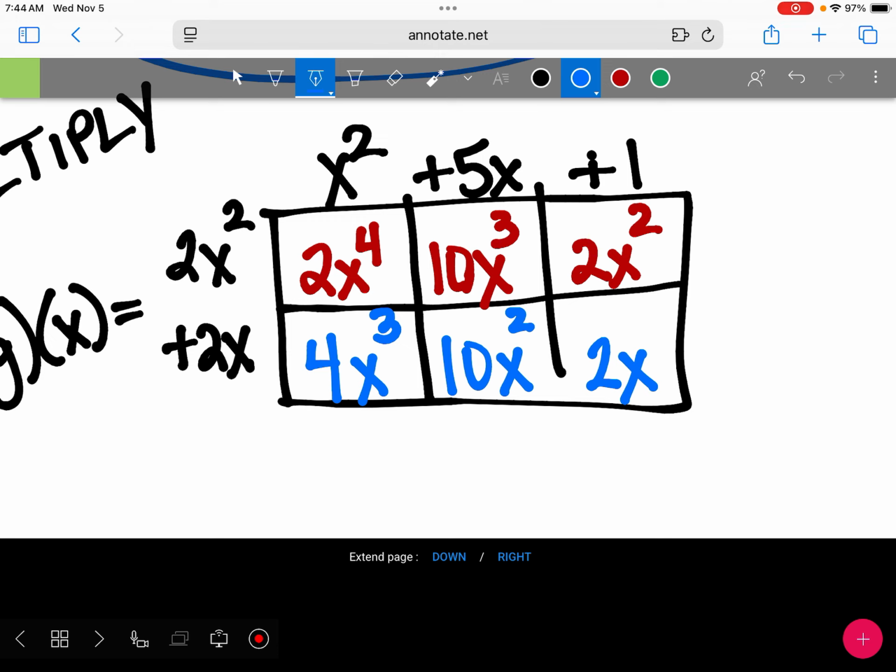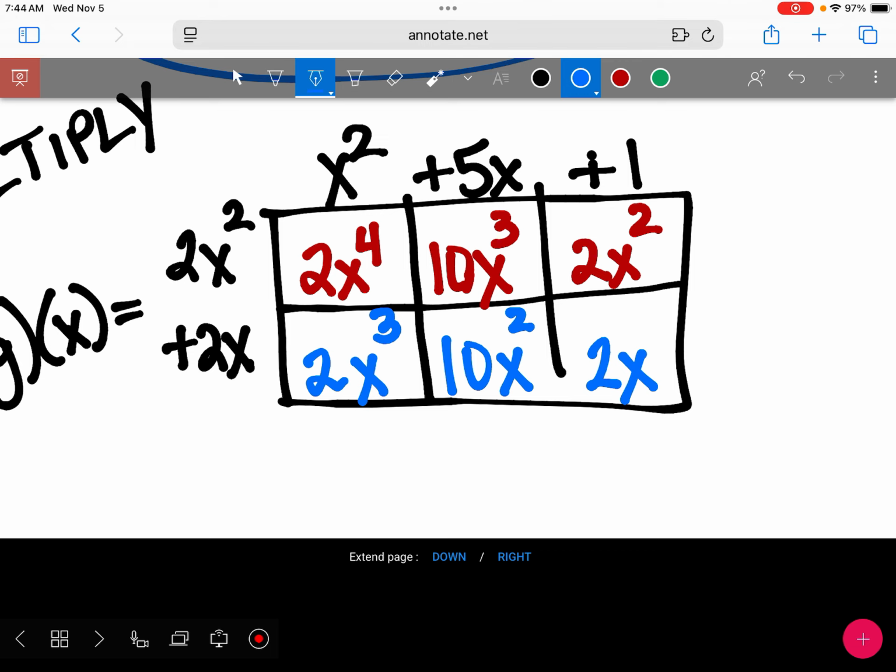Oh wait, yeah, yours is right, mine is wrong, because that's supposed to be just a 2x cubed. Good looking out. Okay, now let me see what else we got, the rest right. Okay, so go ahead and check your squares against my squares.